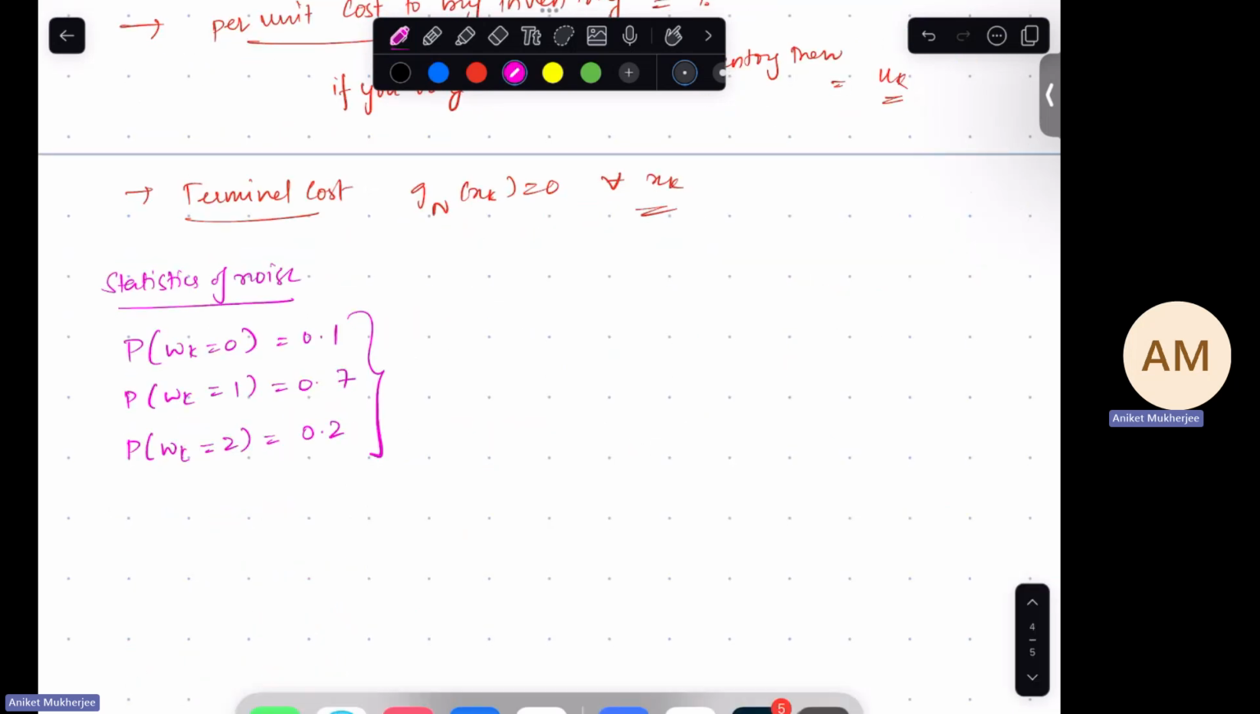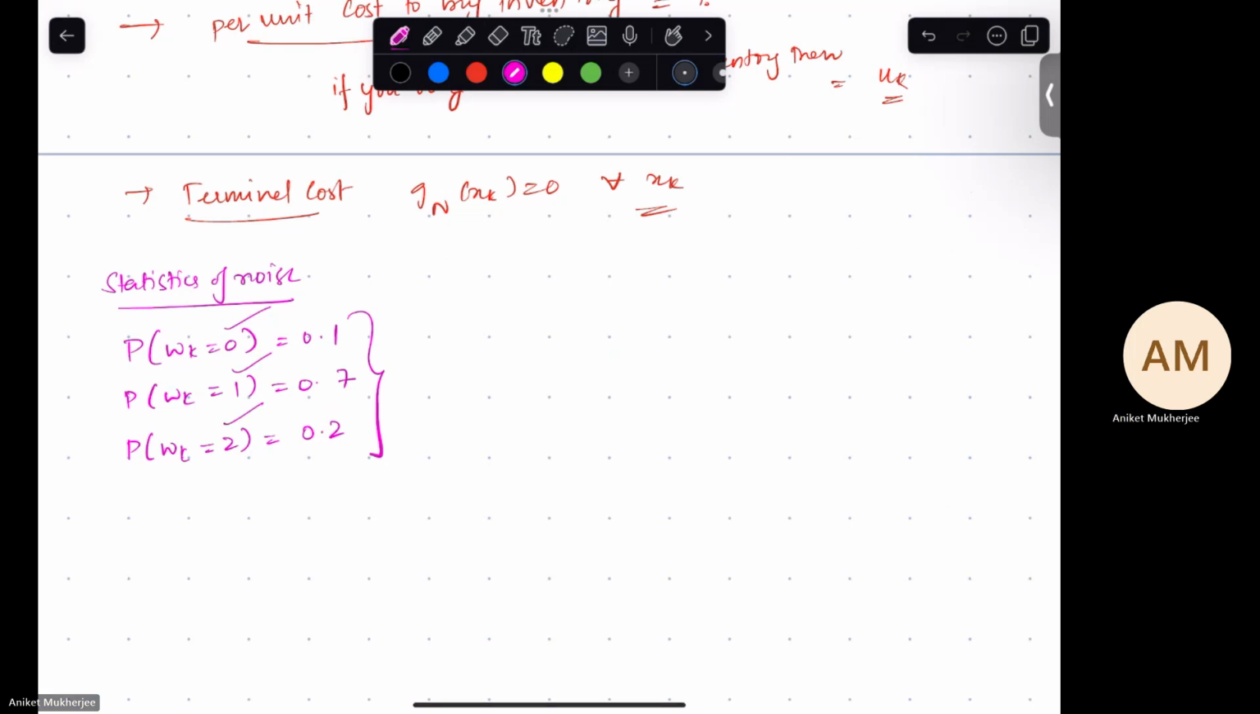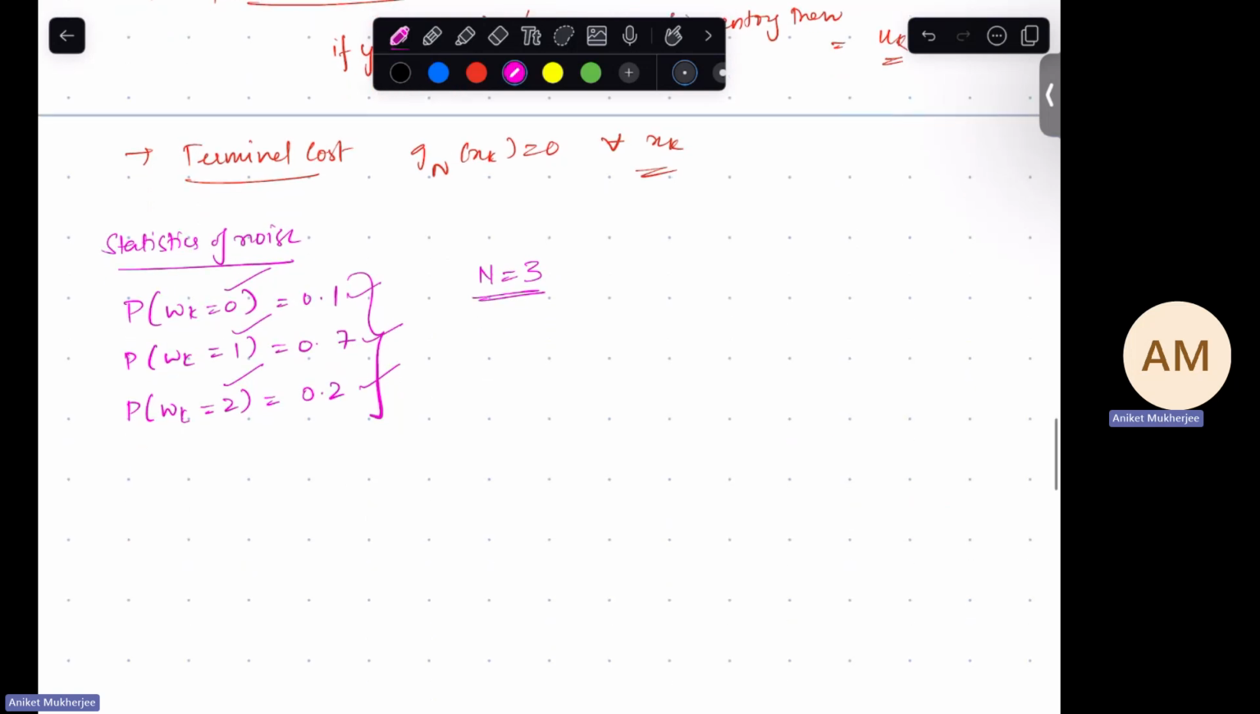So either there'll be no customers that ask for inventory, there'll be one customer who asks for inventory, or there'll be two customers who ask. The probability that you have demand 0 is 0.1, demand 1 is 0.7, and demand 2 is 0.2. We will solve this problem for n equal to 3. So basically think of it as 3 days. You're doing inventory control for 3 days.